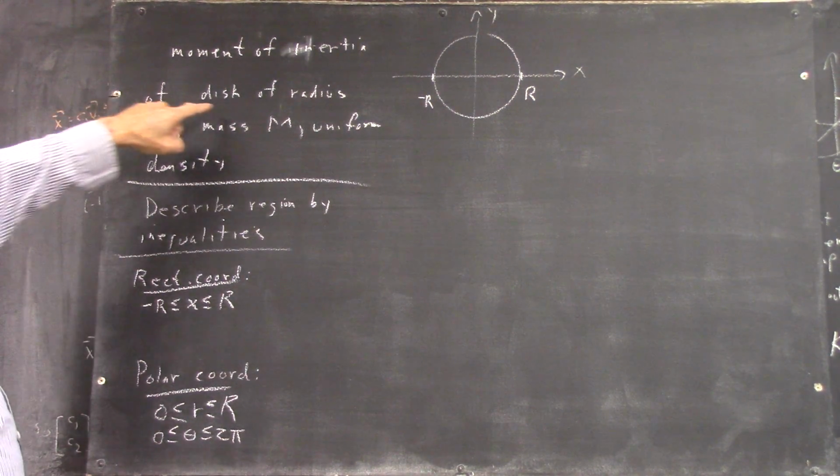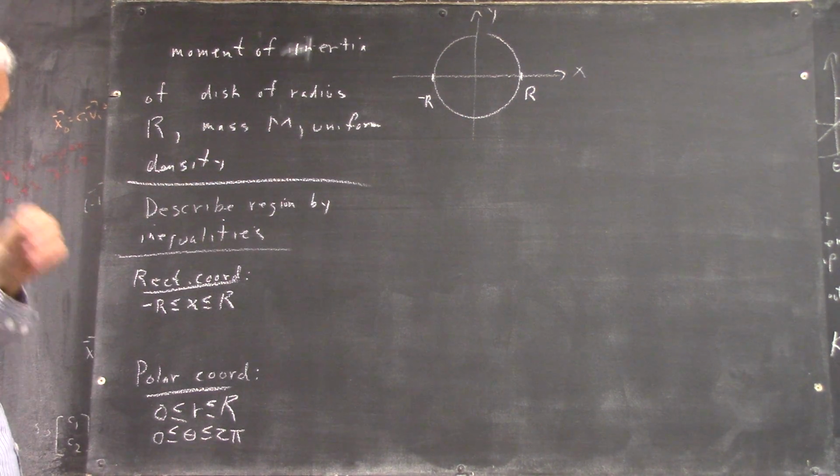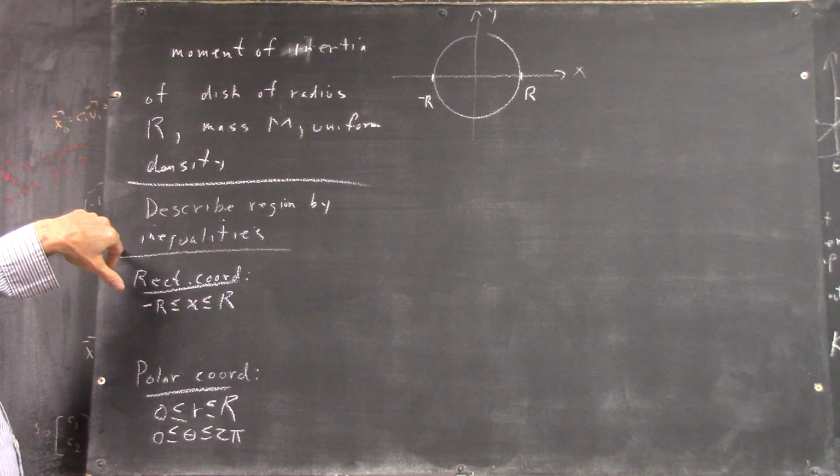Okay, disk of radius r, mass m, uniform density. Okay, so we want to describe the region by inequalities.